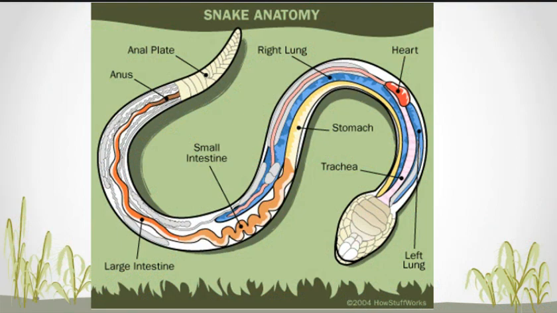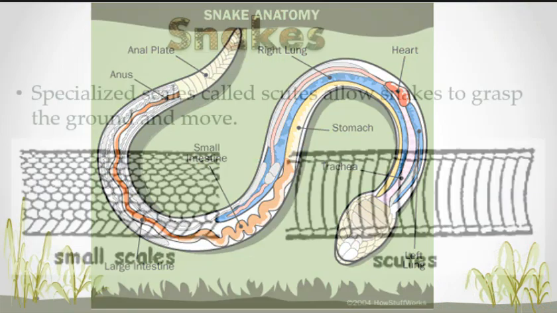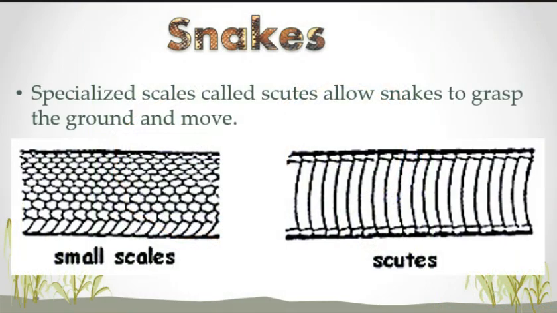I saw a coral snake. We're going to talk about that in just a minute. Snakes also have specialized scales. The small scales on top look something like roof tiles, but on the bottom they have these things called scutes. It allows them to grasp and move along the ground.